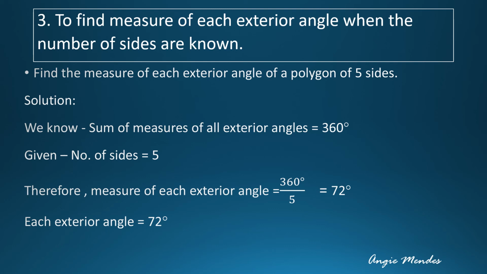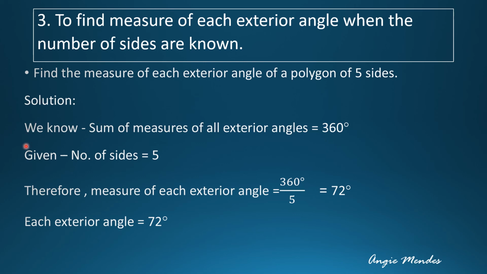Let's take the next case now. To find the measure of each exterior angle when the number of sides is known. Let's take the example here. Find the measure of each exterior angle of a polygon of 5 sides. So what we know from this given statement are two things. We know the total number of sides, that the polygon has 5 sides, and we also know that the sum of measures of all the exterior angles is 360 degrees in a polygon.